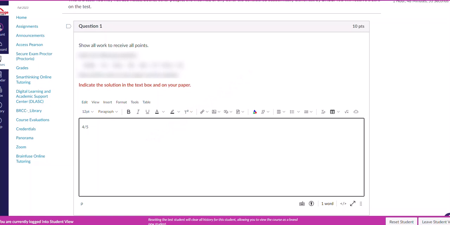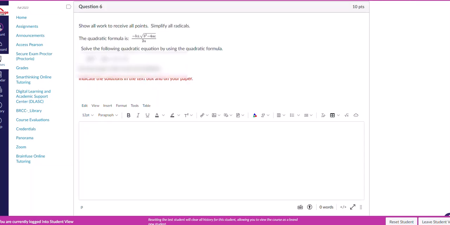And then let's look at one that could involve a square root. So one of the problems, I will give you the quadratic formula, so you will have to solve a quadratic equation using the quadratic formula. Now, if you end up with a square root, just as before, indicate the solution in the text box. Chances are you're probably going to be using a square root in your answer. So for that, what I would do is just say something like this.